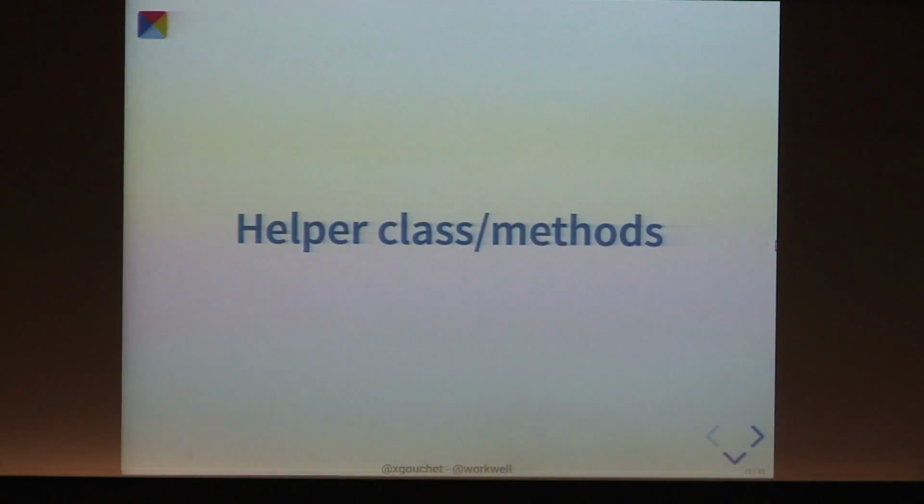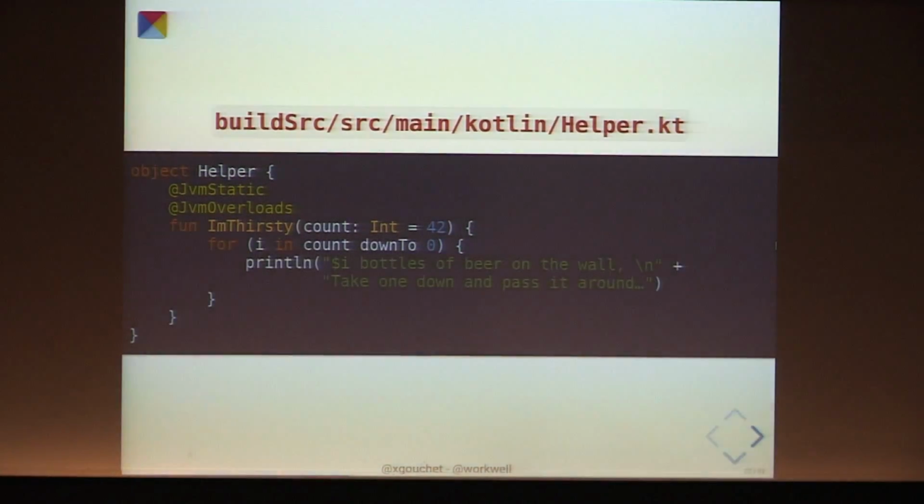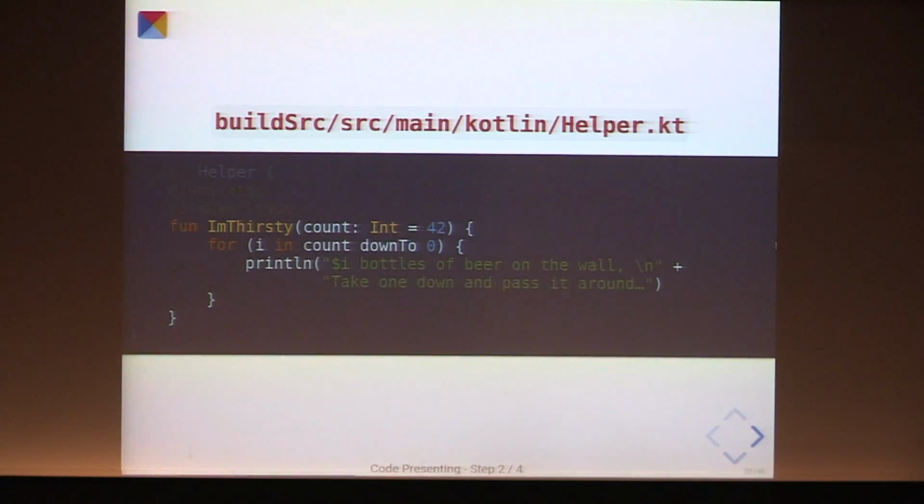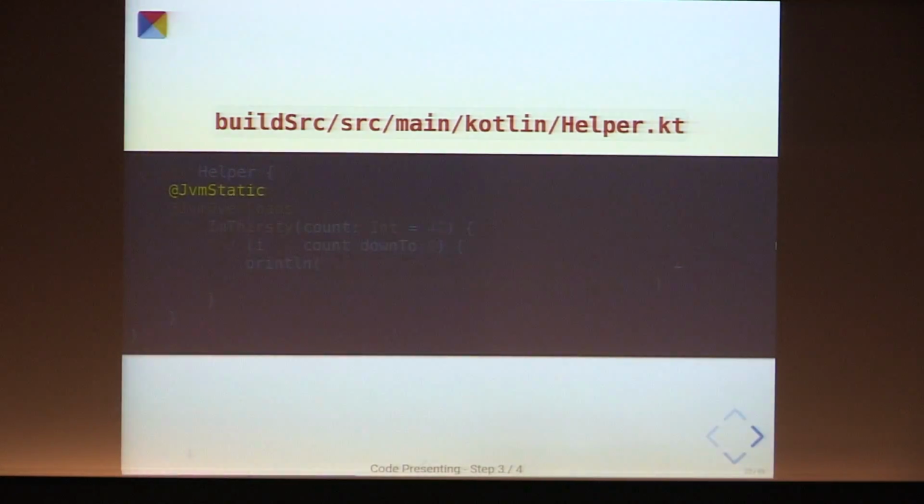Then you can create some helper classes and methods. So just a very, very basic example. Here I'm going to create, again, a helper object, which is again going to be a singleton. I could create a class, but for my example, it doesn't really make sense, so I'm just using objects. And I create a method, say I'm thirsty, and it's going to just make a loop and print things. So not very interesting, but it shows whatever you can do with it.